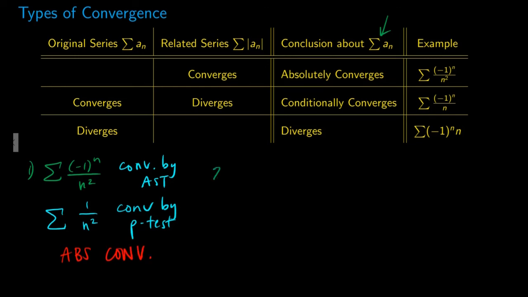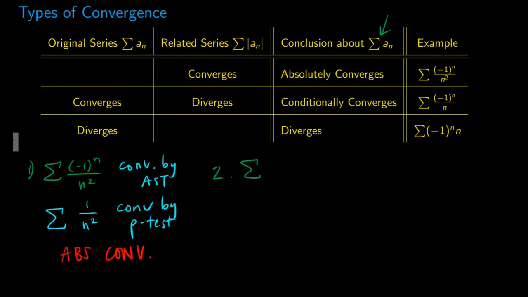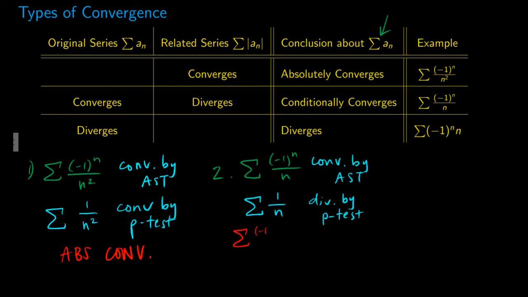For our second example, we have the sum (-1)^n over n. We can show that this, our original series, converges by the alternating series test as well. But the related series, if we take the absolute value, is just our harmonic series, which diverges by the p-test. So our conclusion is that the original series, (-1)^n over n, is conditionally convergent.